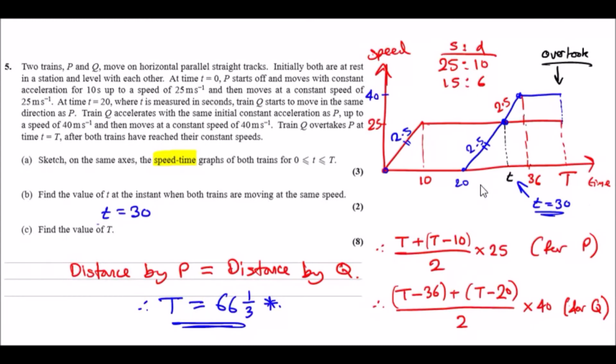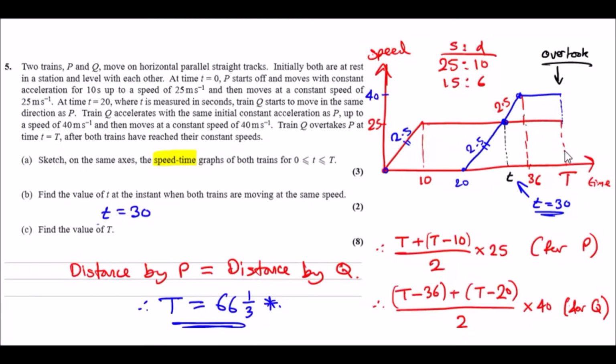Now lastly, let's look at part C. It says find the value of T, the capital T. Now to do this one, we have to take a minute to breathe and think about this. Now you see the two graphs we drew. We can say that the area of the distance P traveled is going to be equal to the area of the distance Q traveled. Why? Because they both overtook each other at this point and they both started at a station. So theoretically, they both traveled the same.